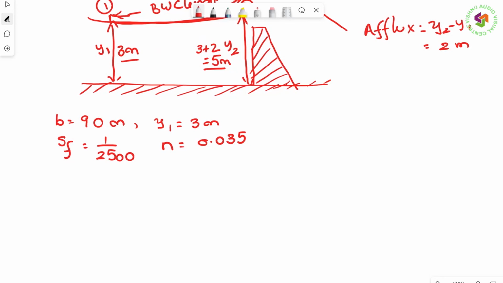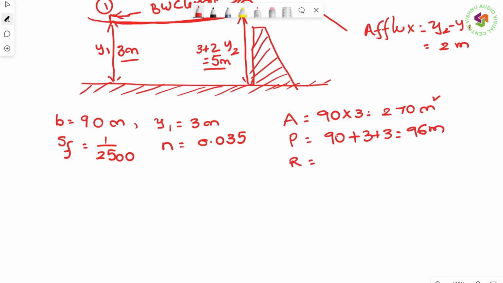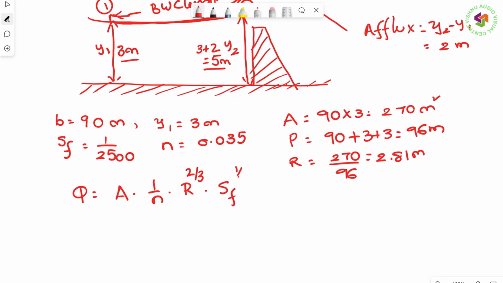Now if I calculate the area, A is equal to B times Y, 90 into 3, 270 square meters. What is P? 90 plus 3 plus 3, so 96 meters. What is R? 270 divided by 96, R is equal to 2.81 meters. Then knowing A, P, R, Q is equal to A into 1 by N into R to the power of 2 by 3 into SF to the power of half, right?